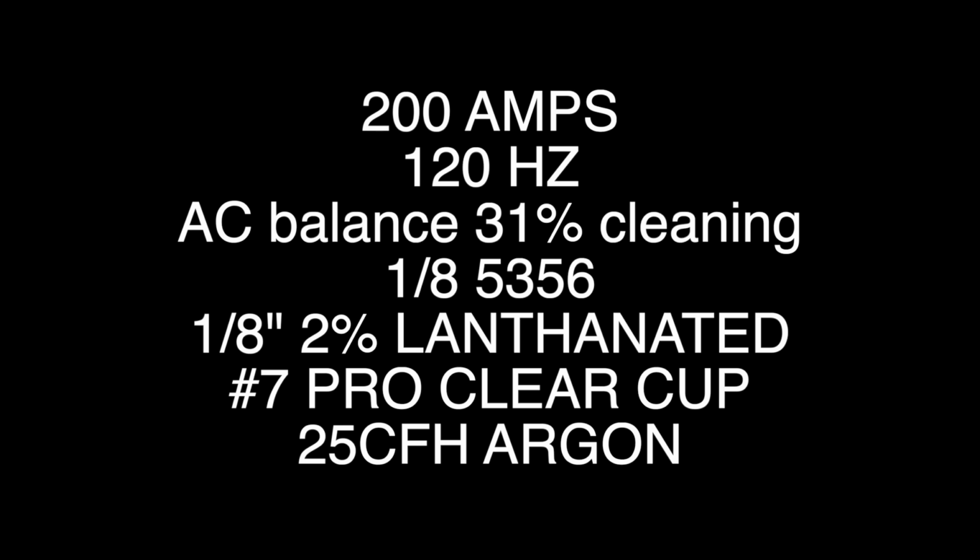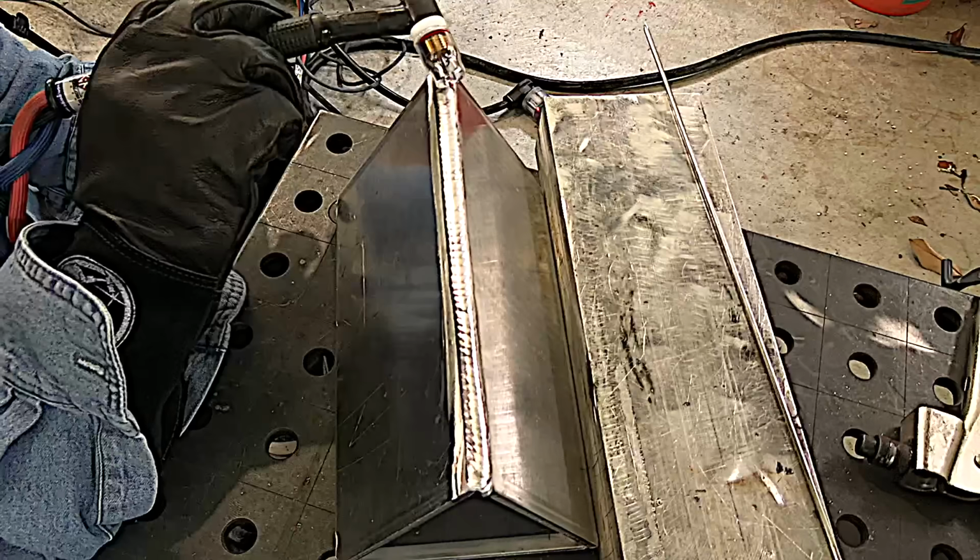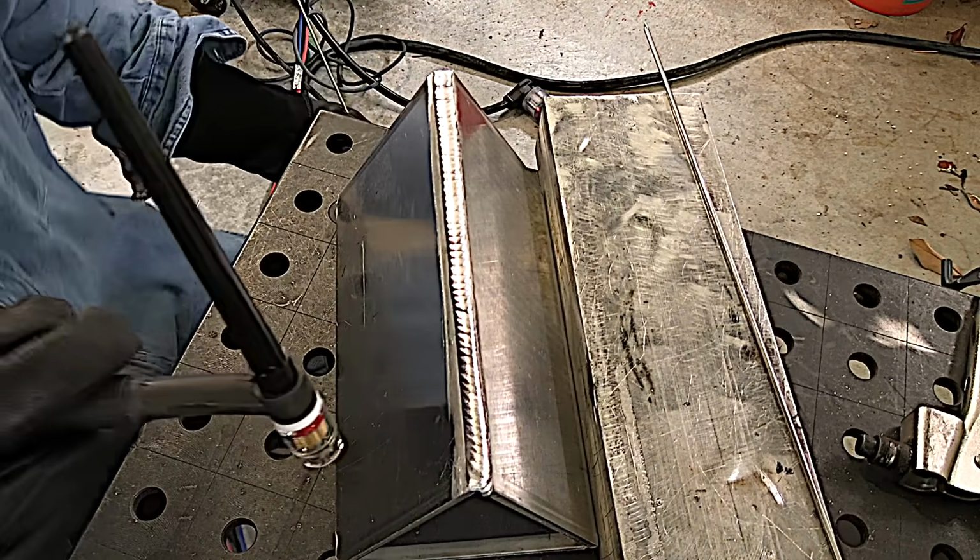So here's a little review of the settings used. I was right at 200 amps using 120 hertz AC balance set to 31% cleaning. I was using 25 CFH argon with a number 7 clear cup, and that made for a nice clean weld.